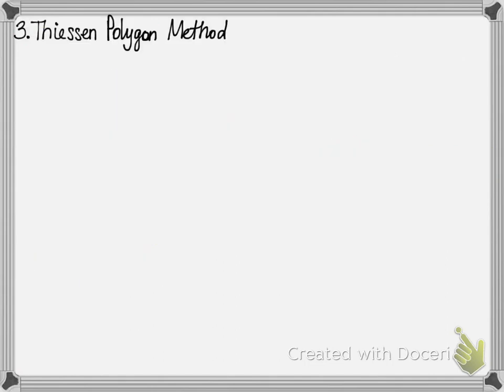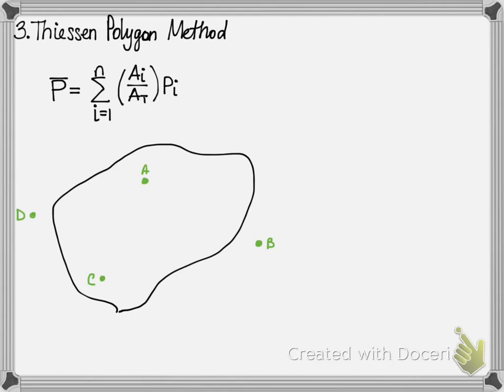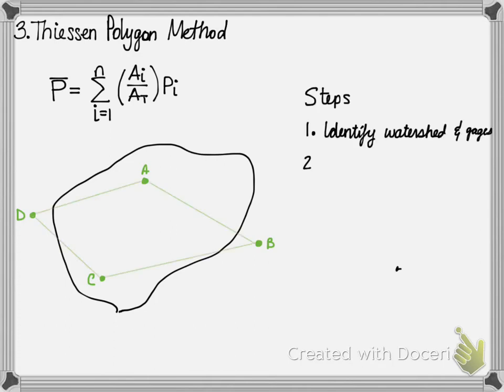The third and final method is the Thiessen polygon method. The equation is the same as for the Hiatt map. It is based on a weighted area average. The following schematic will help outline the Thiessen polygon method. You're given a watershed, and there are 4 gauges that contribute to the rainfall characteristics of this watershed.